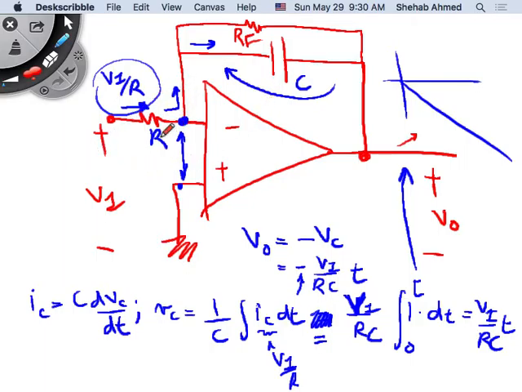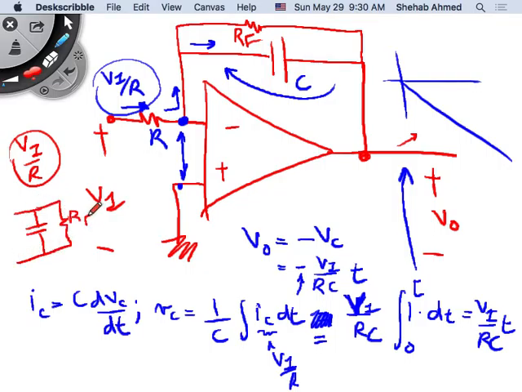Let's go through the same logic, right? What's happening at the input? Did the input change? The input is not changing. So I still have a DC current equal to VI over R flowing into what now? Not the capacitor anymore. It's flowing into the capacitor-resistor combination, RF and C.